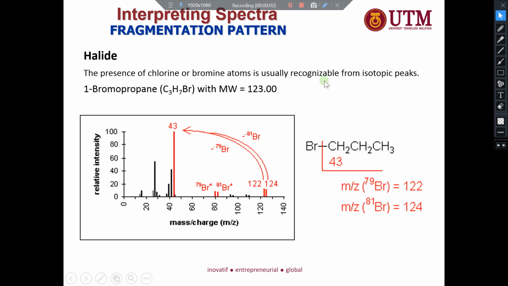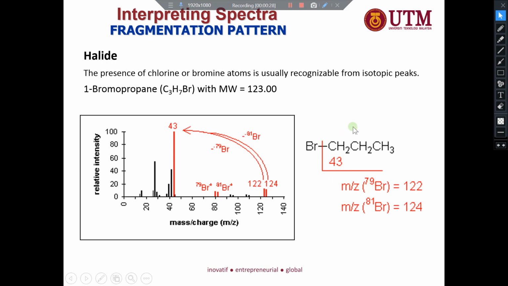Alright, the next one is the fragmentation pattern for the halide group. The presence of chlorine or bromine is usually recognizable from the isotopic peaks. Isotopic peaks mean that you can observe two molecular ion peaks, that is, the molecular ion peak and the molecular ion peak plus 2. The plus 2 is for the isotope. For example, you have bromine-79 and bromine-81. That is the isotope pair for bromine.